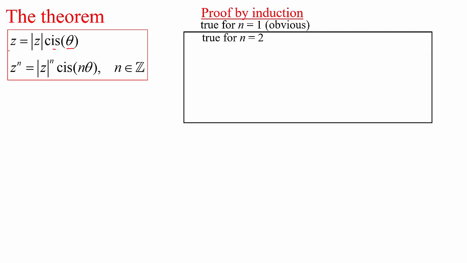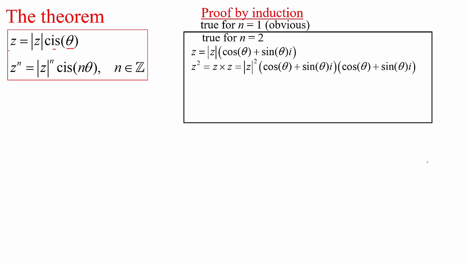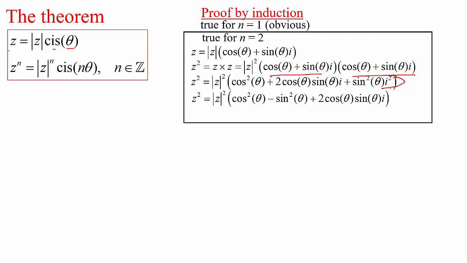Let's show that it's true for n equals 2. So there's our z in expanded form. z squared means z times z, and magnitude of z times magnitude of z is magnitude of z squared. And then we have these two brackets multiplied. We now expand the brackets into those three terms. Notice what we have here at the end, i squared. Now i squared, using our original property that i squared equals negative 1, means I can replace i squared with negative 1, and that gives us negative sine squared theta, which I've put over to here.